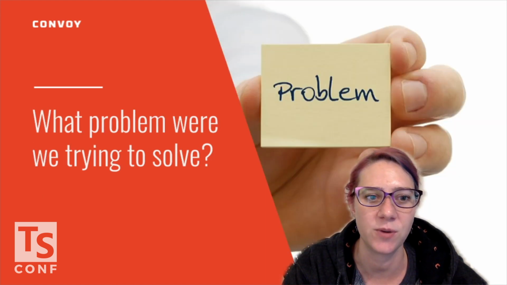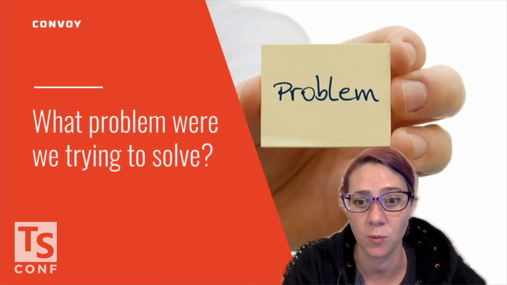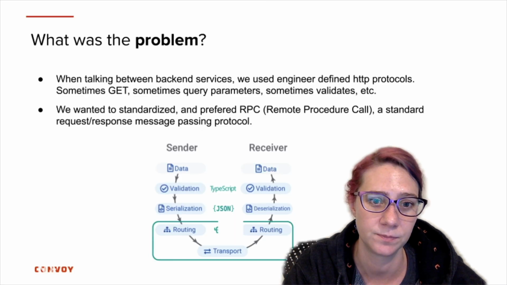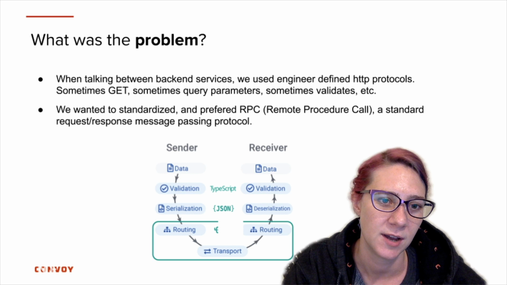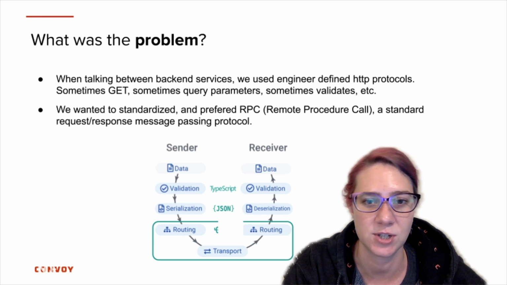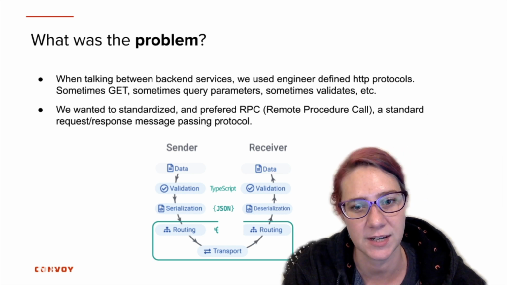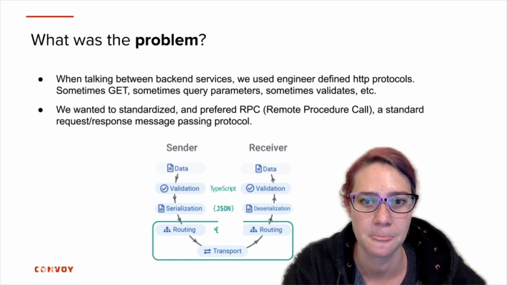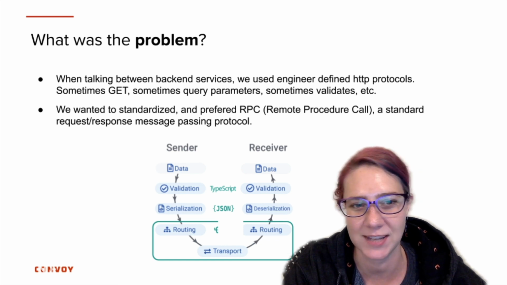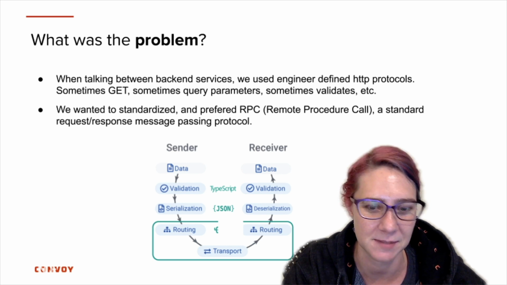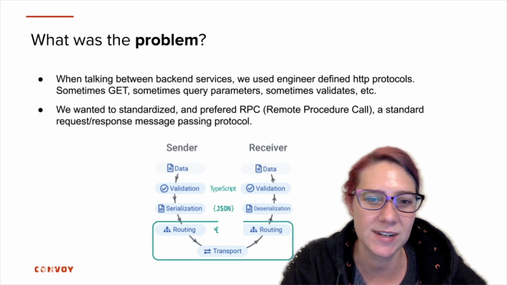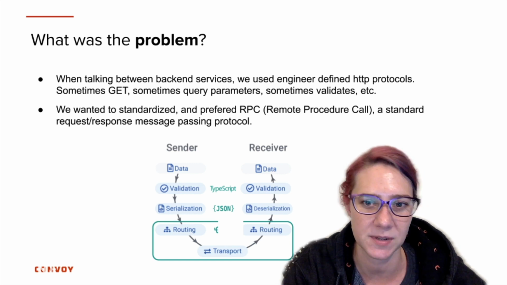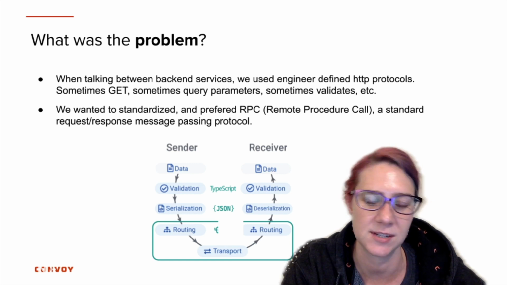So to start out with, I want to talk to you about what kind of problem we were trying to solve. At Convoy, when we started this project, our backend services were talking to each other with engineer-defined HTTP protocols. This took place in a variety of ways. Sometimes they used GET, sometimes query parameters, sometimes there was validation, sometimes there wasn't, etc. We wanted to standardize this, and we preferred RPC, which is a pretty standard message protocol.